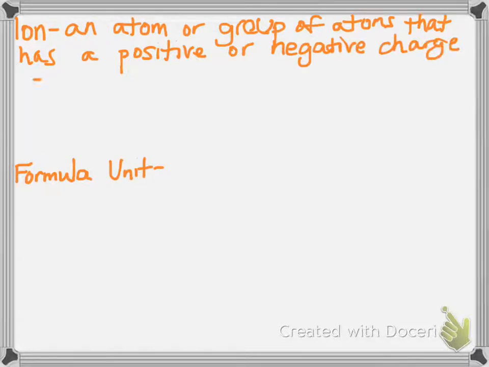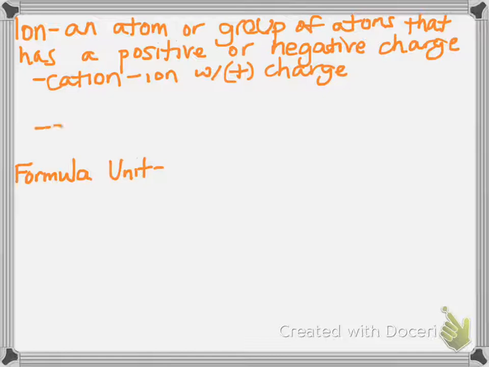Remember, these ions have some special names. The cation is the ion with the positive charge. And an anion is an ion with a negative charge. Those are just a little bit more specific names. You could call either of them an ion, or a cation or an anion.